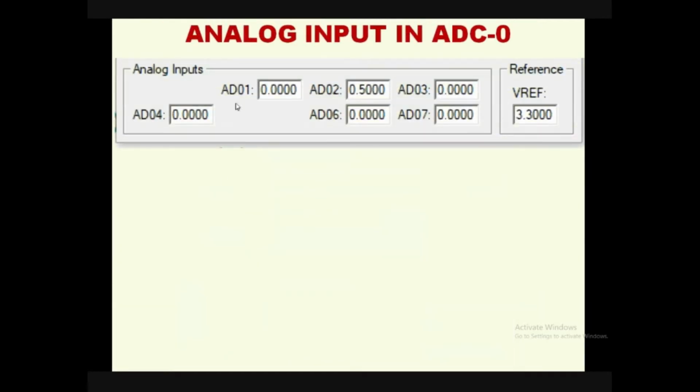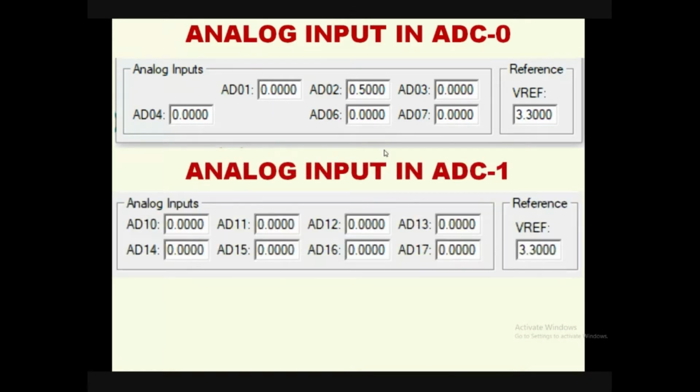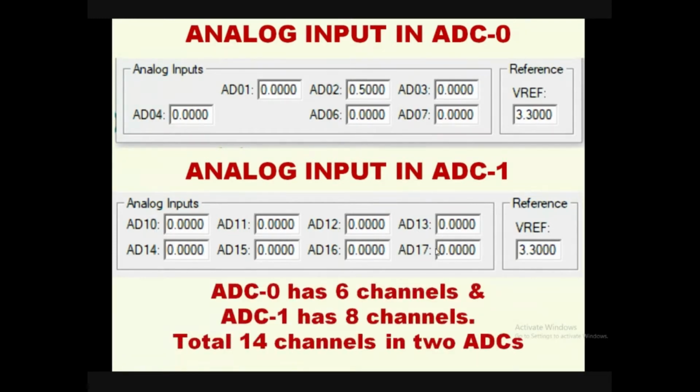So there are 6 analog inputs as shown here: AD0.1, AD0.2, AD0.3, AD0.4, AD0.6, and AD0.7 with respect to analog to digital converter 0. And with respect to analog to digital converter 1, there are 8 analog inputs, ADC 1.0 to 1.7, as shown here. Okay. So ADC 0 has 6 channels and ADC 1 has 8 channels and a total of 14 channels, as discussed.